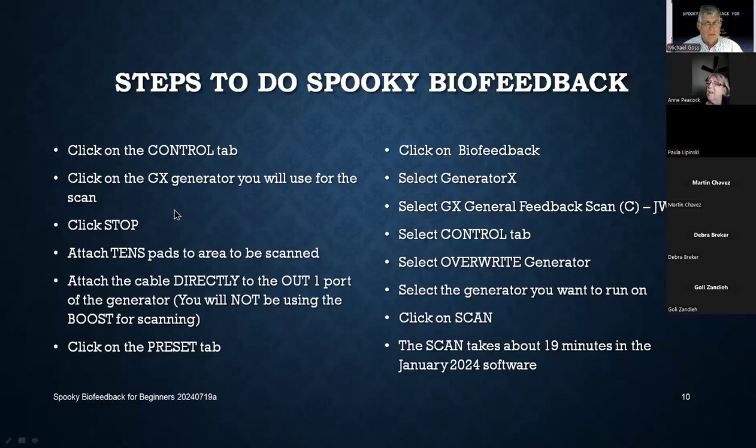Click on the control tab, click on the generator you want to use. Don't forget, you have to use a GX generator for this. There's a way to do this on the blue generators. GX is the silver generator. And I may talk about that briefly, but for this presentation, and for most biofeedback, you're going to use the silver GX generator. That's what you use. I'm going to click stop on the generator I want to use. I'm going to attach 10 pads to the area to be scanned. Again, area is important. The closer they are together, the better off they are, because you just want to scan that area.